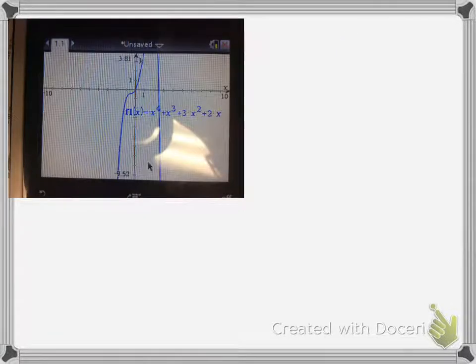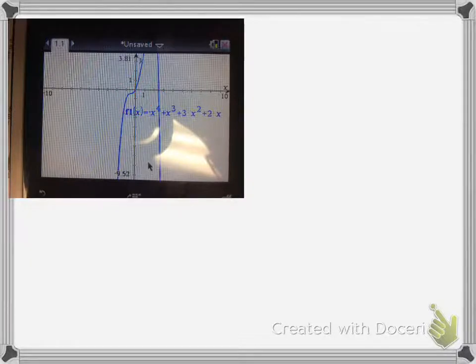Okay, so here's a graph. And you can see it says negative x to the fourth plus x cubed plus 3x squared plus 2x. You can notice that it crosses the x-axis twice, so that means there are two real zeros, and you see how it curves and that there's one turn. This right here, I'll try to avoid, but that's something you see usually more in pre-calc. So be careful there.